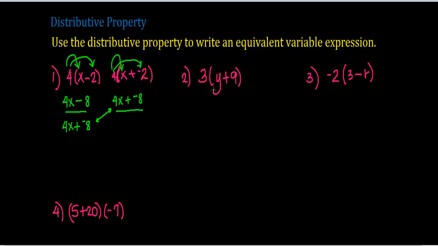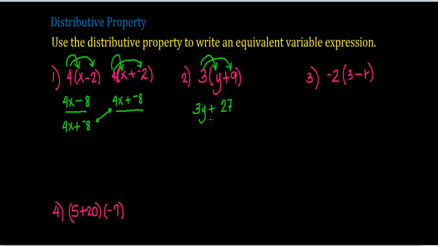Let's do example 2, 3 times y plus 9. No minuses here, so I shouldn't have a problem. 3 times y, 3y, plus 3 times 9, 27. And you're done. Remember, we cannot add 3y and 27 because they are not like terms.